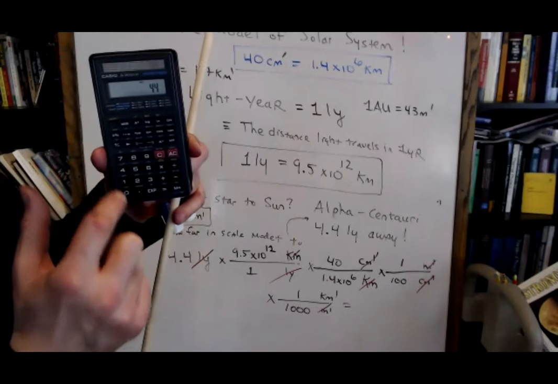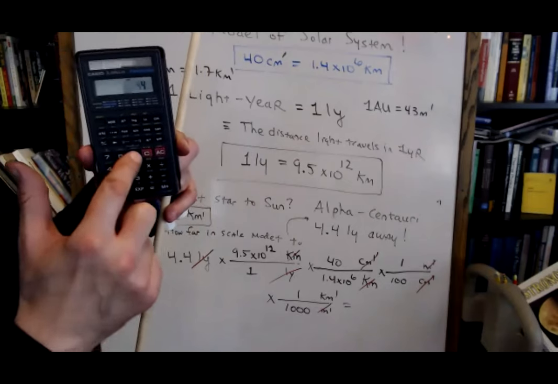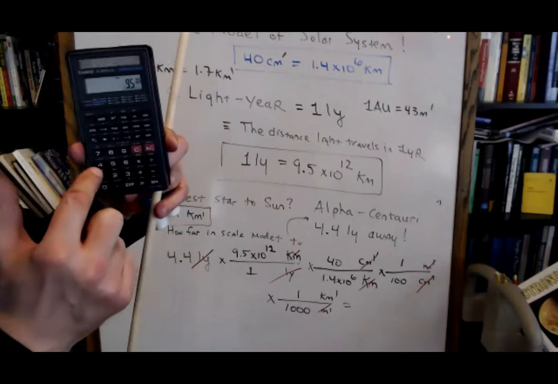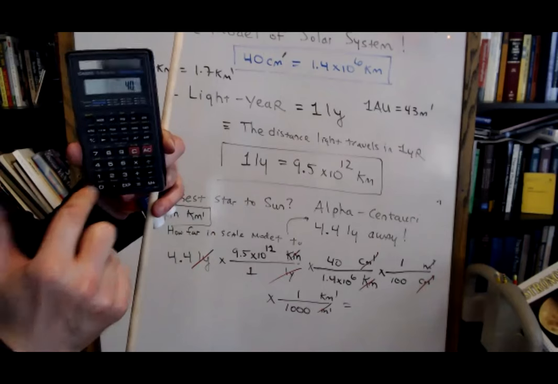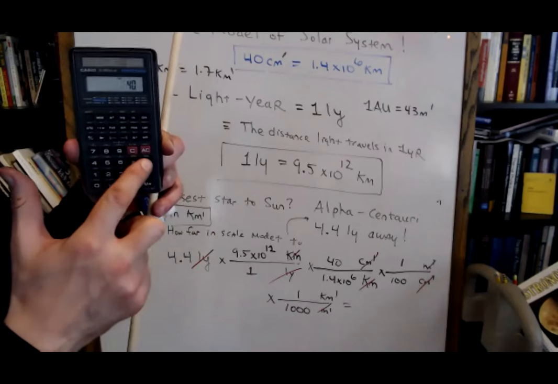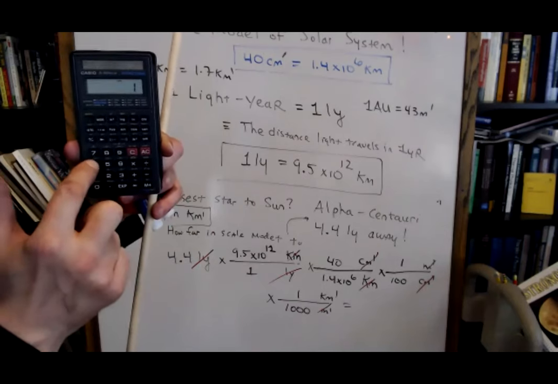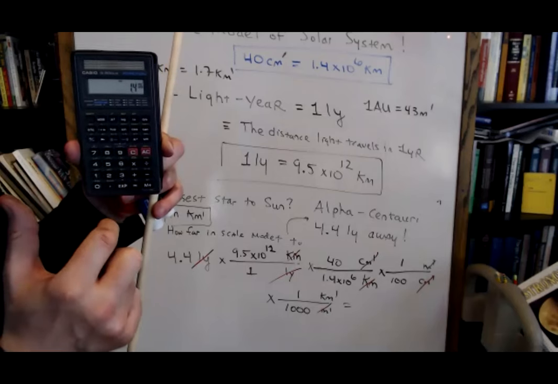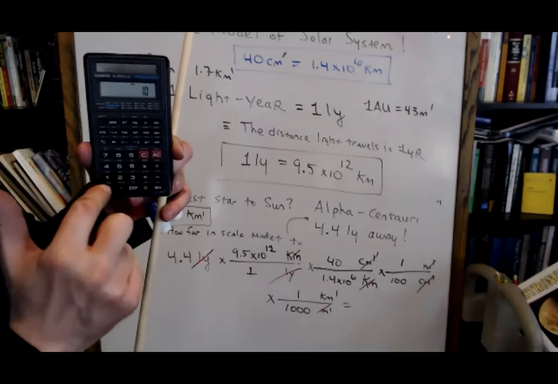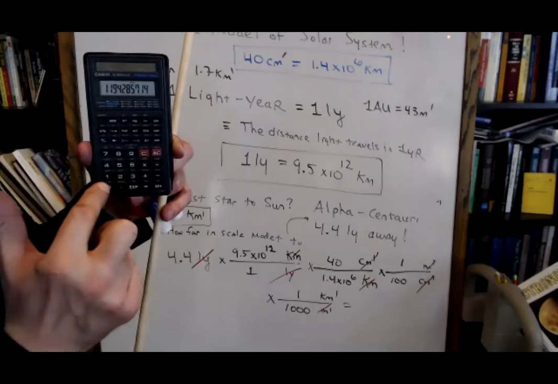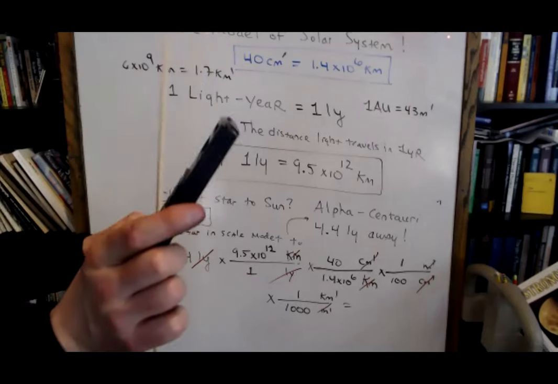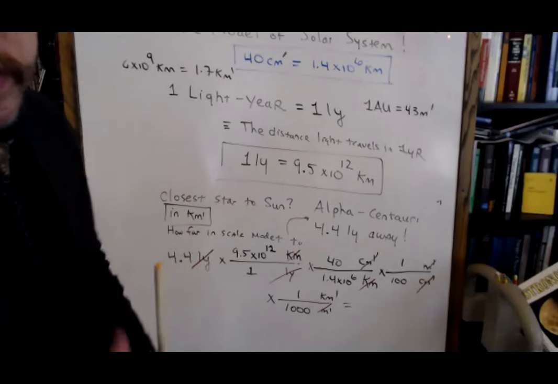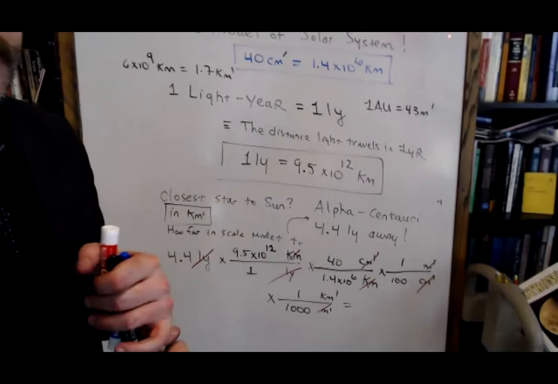And then we can do lab. 4.4 times 9.5 trillion times 40 divide by 1.4 million divide by 100 divide by 1,000. Round your answer to two significant figures.